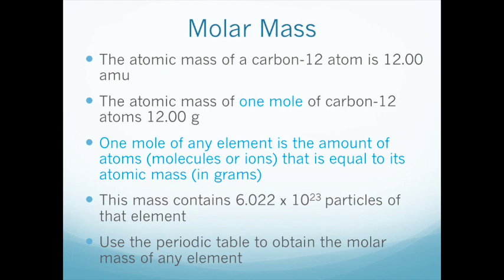So by this ratio, 1 mole of any element is the amount of atoms or molecules or ions that is equal to its atomic mass in grams. And any such mass contains 6.022 times 10 to the 23rd particles of that element. And then you can get this mass from any periodic table by looking at the element in question.